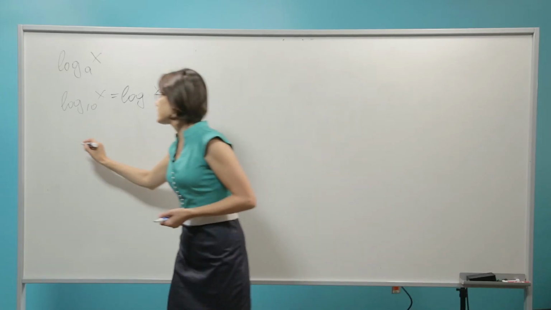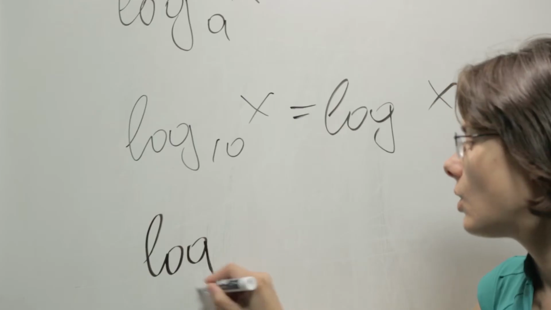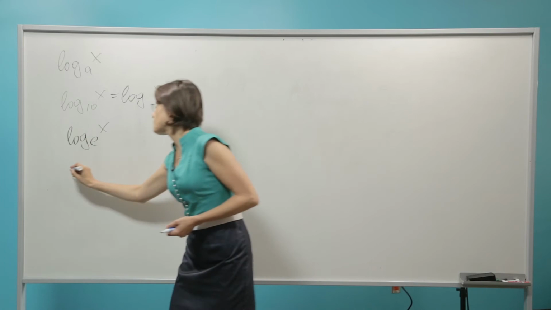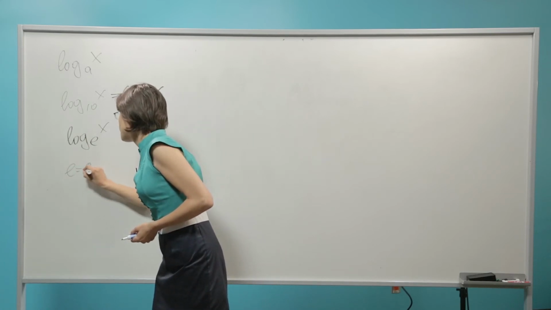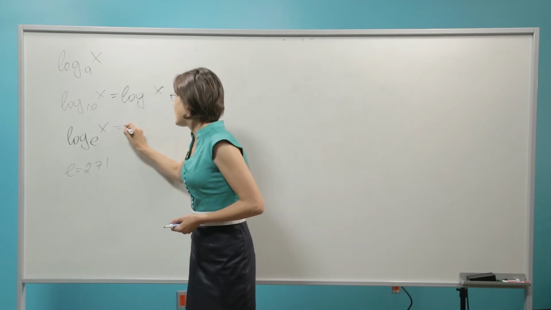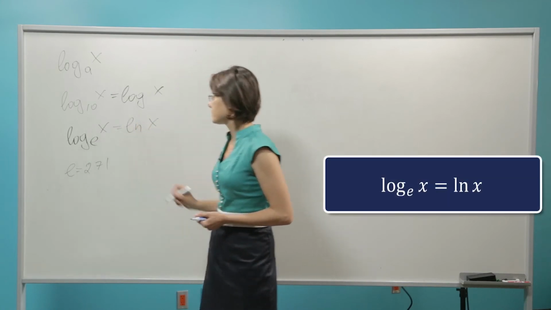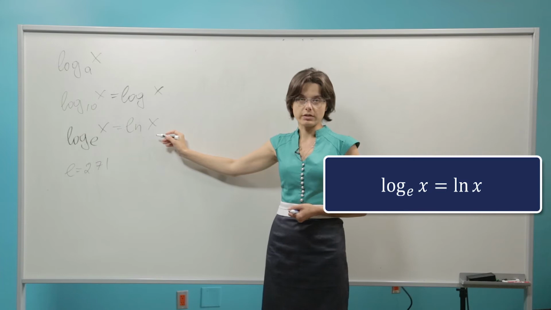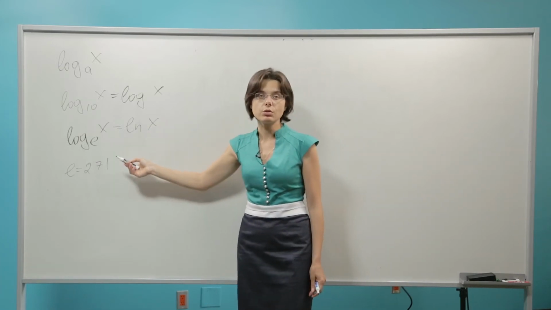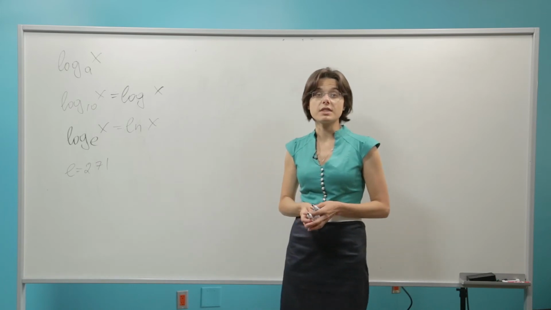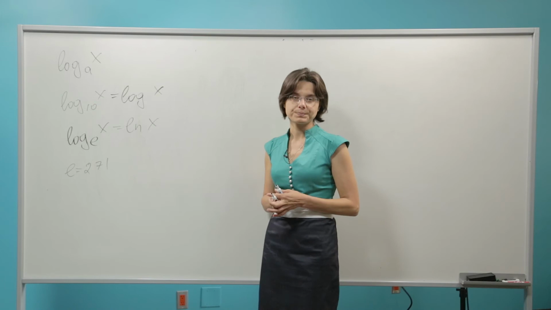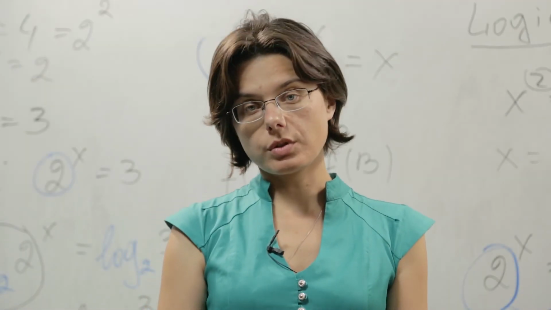And logarithm of x with base e, where e, you remember, is our special number, 2.71, is denoted as ln x. This is called natural logarithm. And the reason why we have this short notation is because this natural logarithm is used a lot in applications. So we just wanted some short notation for it. Let us study some properties of the logarithm.